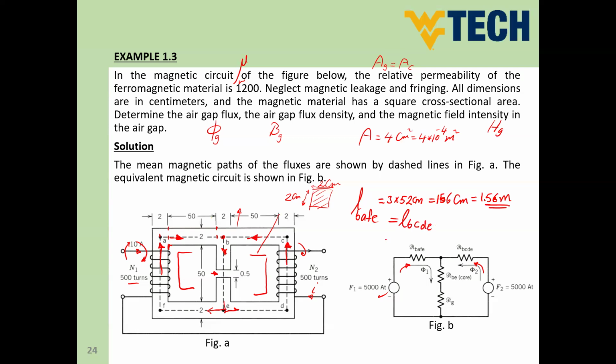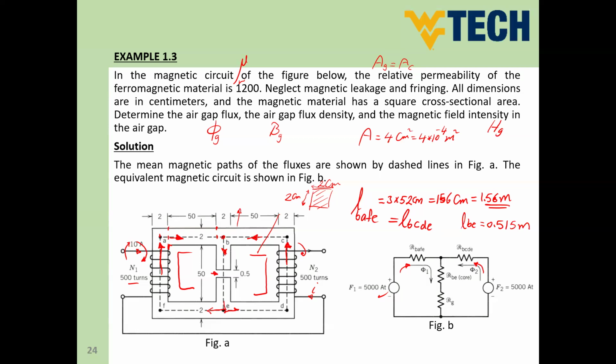So this is equal to 156 centimeters or 1.56 meters. This is the average length of these two arms. For the middle arm, it's going to be 52 centimeters minus our air gap length. So we can say LBE equals 52 centimeters minus 0.5 centimeters. This is going to be 51.5 centimeters, which is 0.515 meter. So this is the length of the central arm.